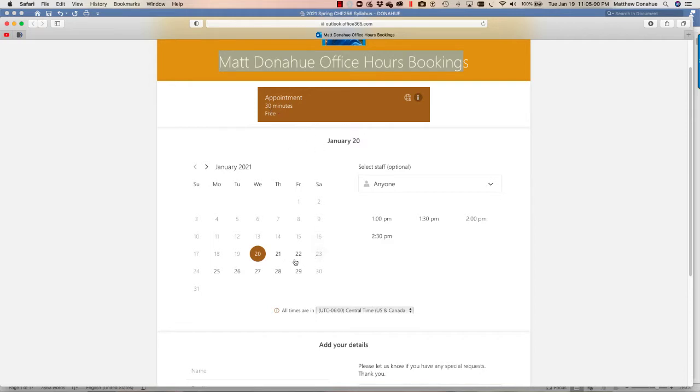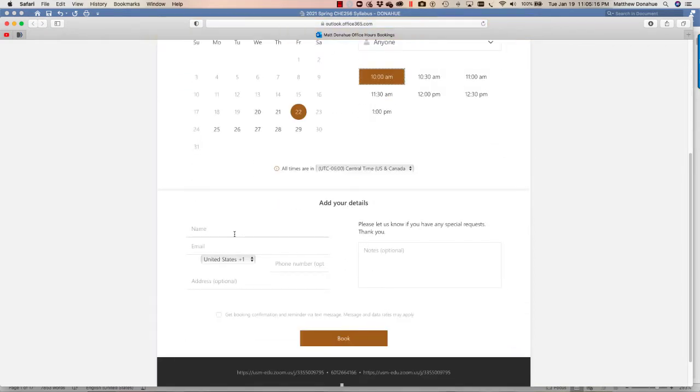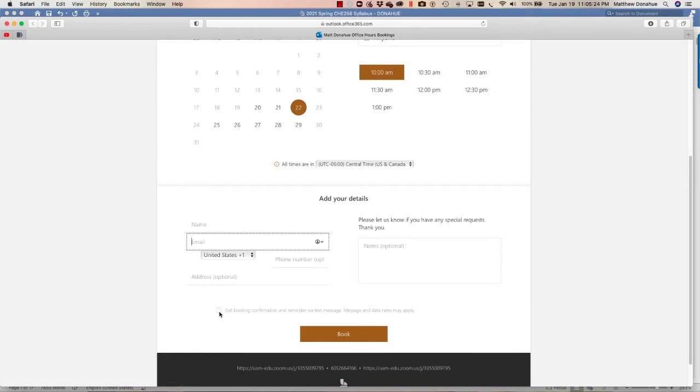30-minute appointment. You click whatever day you want, then the times listed are those times that I'm available that day. Say you want to meet Friday, January 22nd at 10 a.m. Go ahead and enter your name, your email address, and then, if you want to get a text message, you can click there and then hit book.